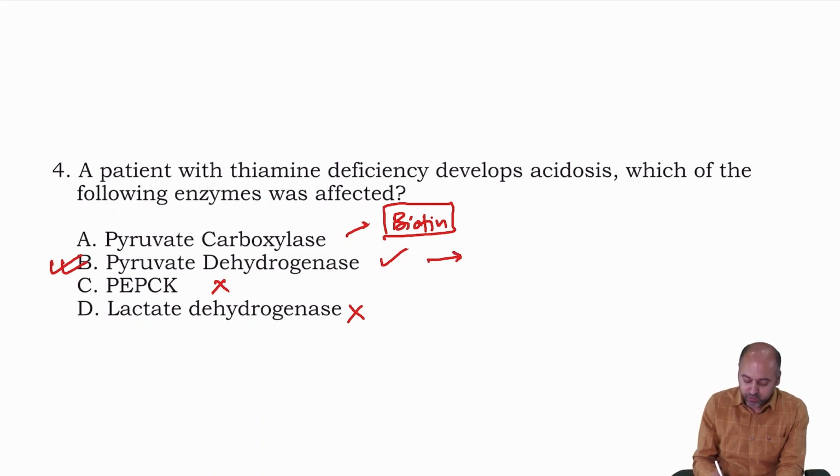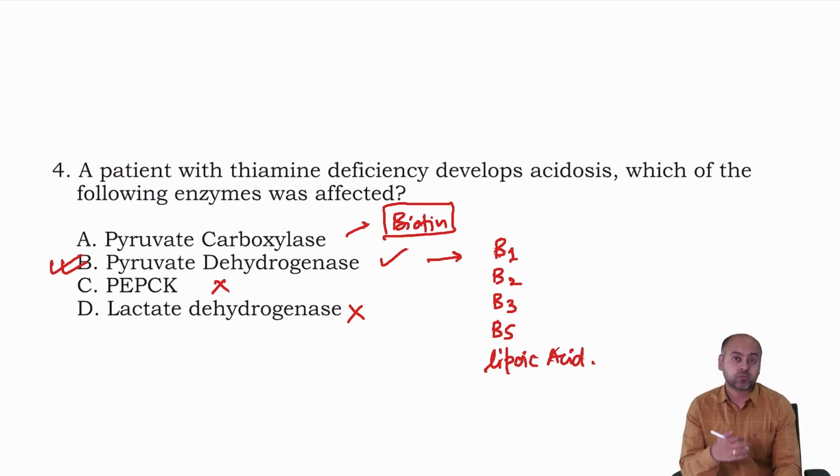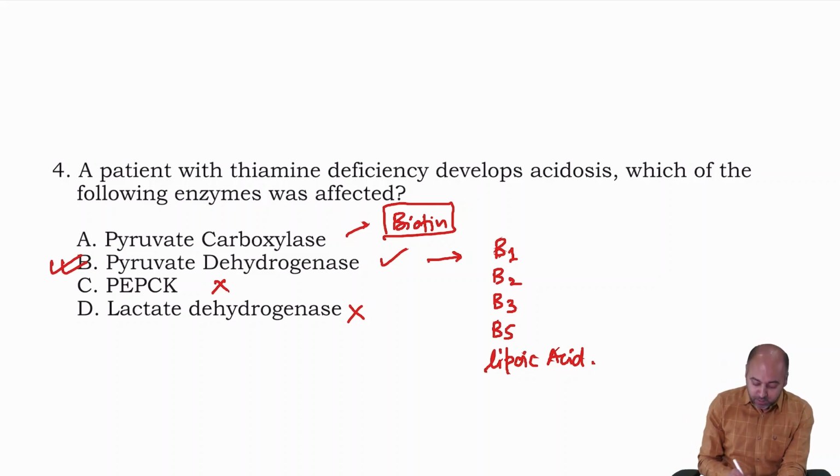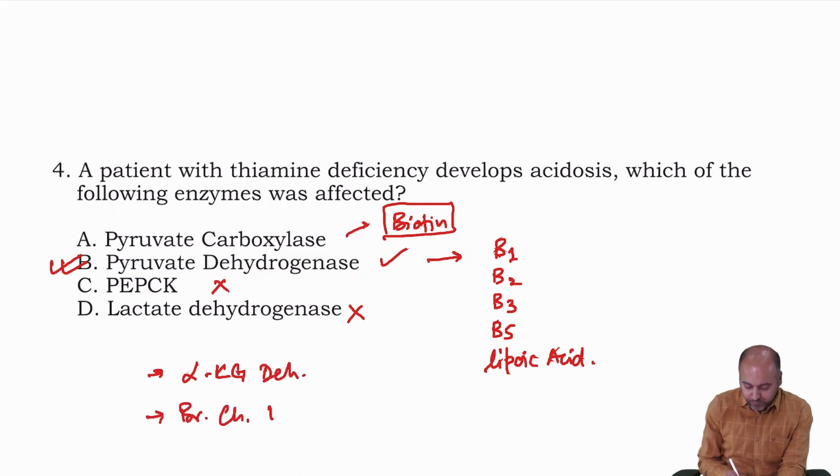Please note, pyruvate dehydrogenase requires vitamin B1, that is thiamine. It requires B2, that is riboflavin. It requires B3, that is niacin. It requires B5, that is pantothenic acid. And it requires lipoic acid. So the 5 coenzymes are required by the pyruvate dehydrogenase, the alpha ketoglutarate dehydrogenase, and the branched chain keto acid dehydrogenase. So 3 enzymes: the pyruvate dehydrogenase, the alpha ketoglutarate dehydrogenase, and the branched chain keto acid dehydrogenase.